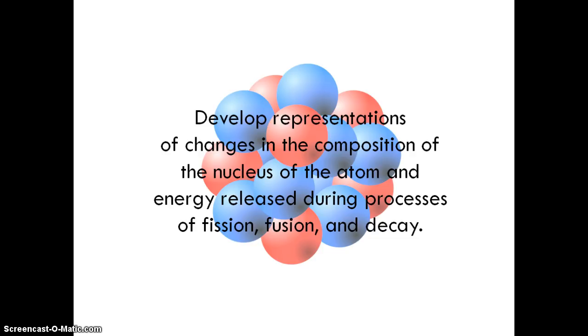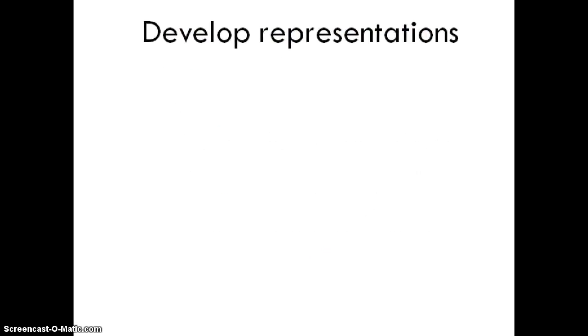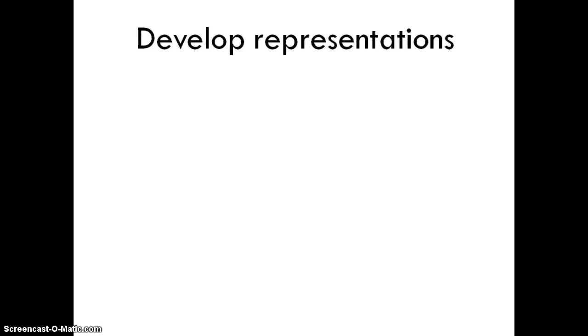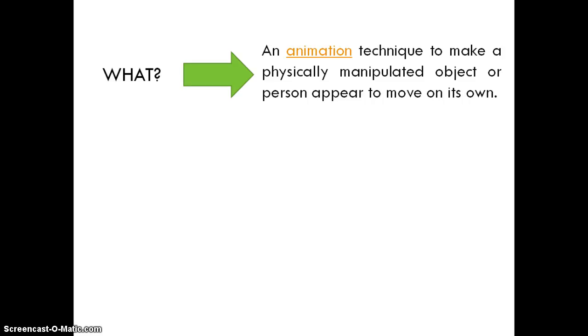The first thing that we need to understand is how we can actually develop that representation. So what we're actually going to do, your task is going to be to create a stop motion video, and that stop motion video is going to become that representation of our nuclei. So here's how it's going to work. Stop motion animation video is an animation technique that we use that's going to make a physically manipulated object or person appear to move on its own.